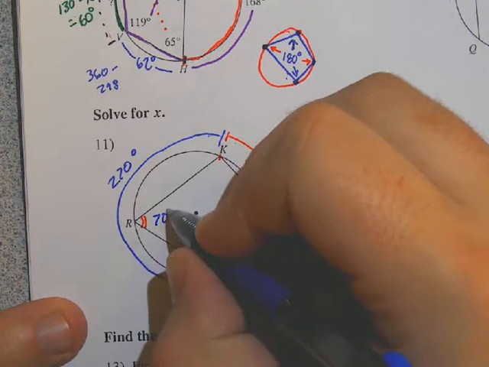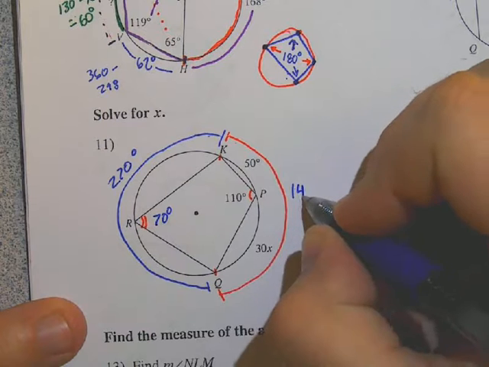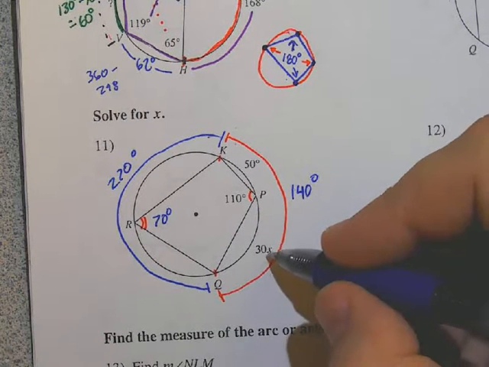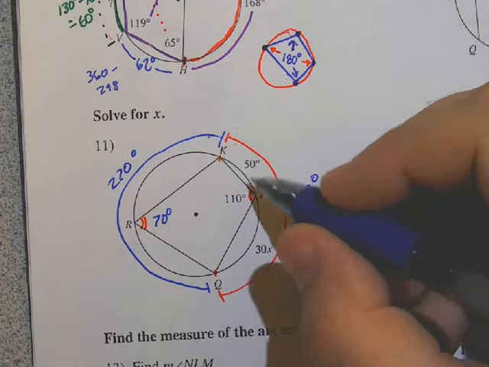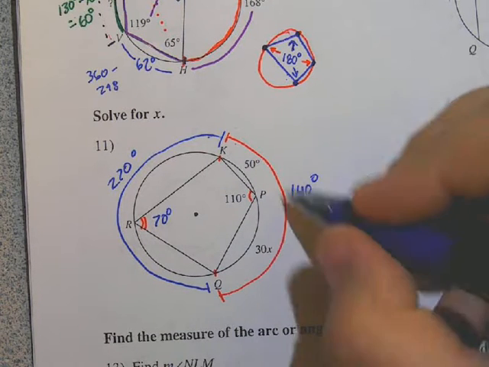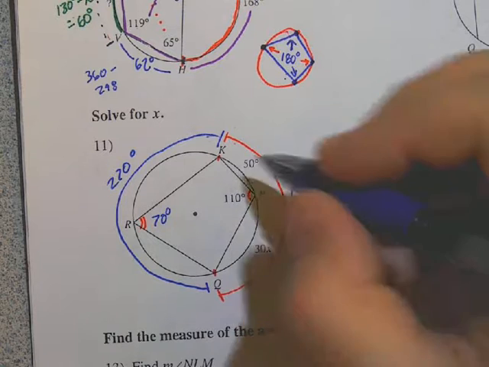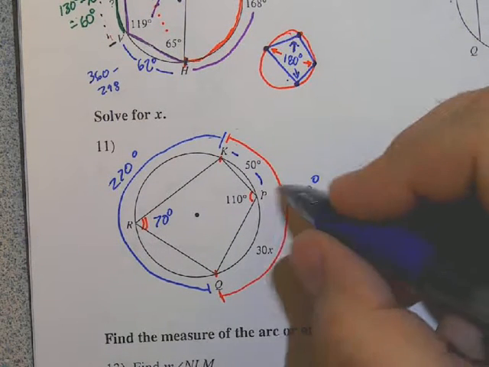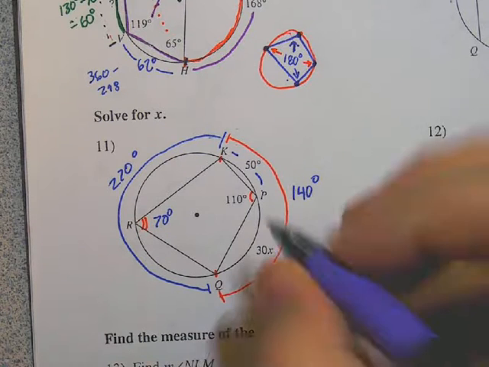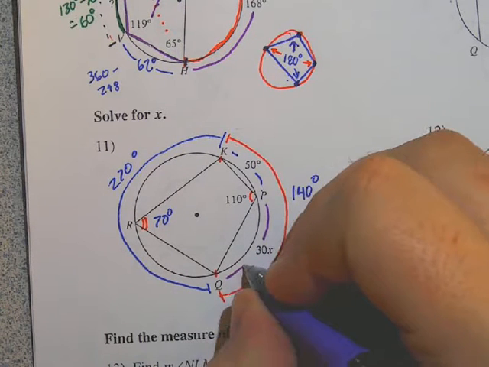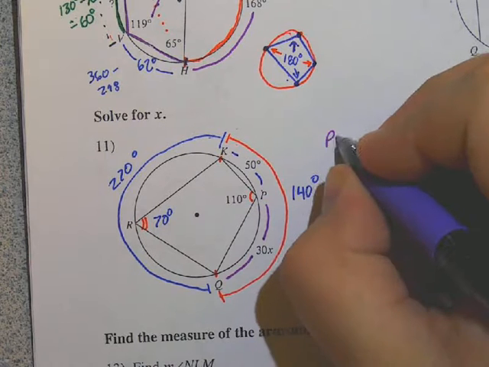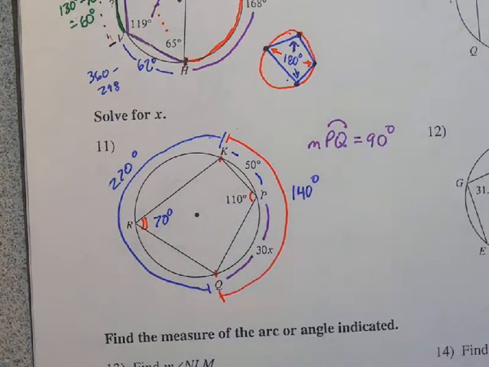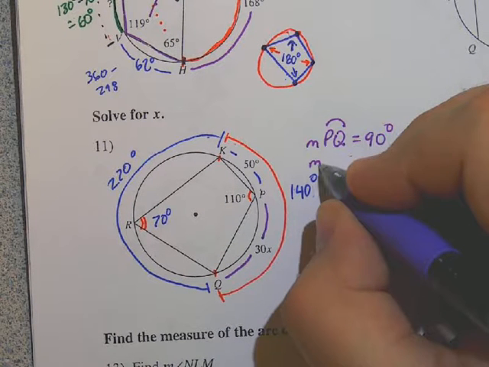Okay, so how does that help me? Well, if this is 110, I know that this is 220. I also know that these two are going to add to be 180, so this is going to make this 70 degrees, and this is going to be 140 degrees over here. Let's see. What am I looking for? Probably this 30x here. So if I have 140 from here to here, take away the 50 for this little section here, okay, then that means I'm going to have 90. PQ is equal to 90.